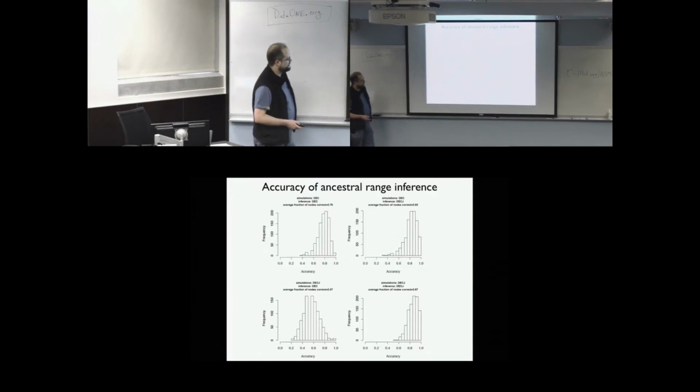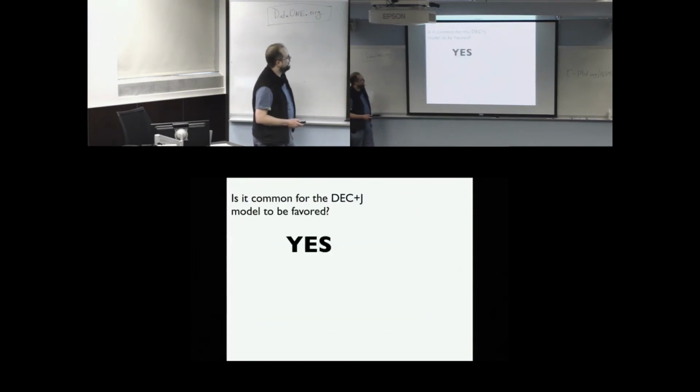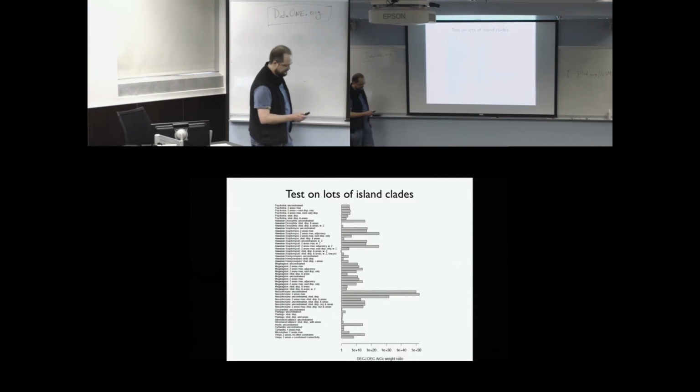And we did accuracy already. Your accuracy is better. And I didn't just run this on a couple example clades. I ran it on 13 different island clades. And this is basically the ratio of the AIC weights on a log scale. So depending on the size of your data set, you can get up to billions and billions of times more probable, the DEC plus J model being more probable on a big phylogeny.